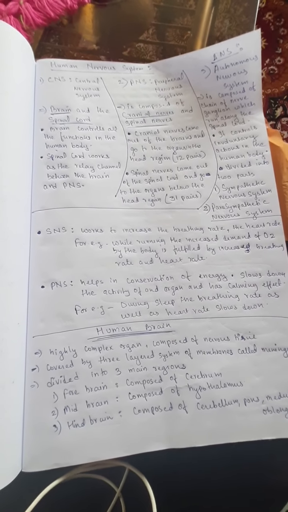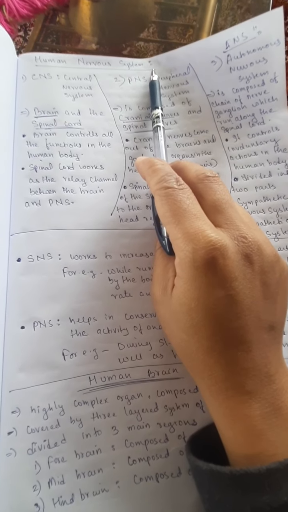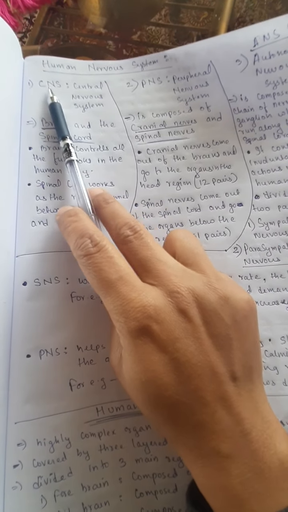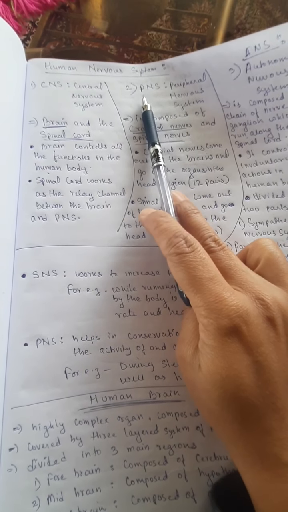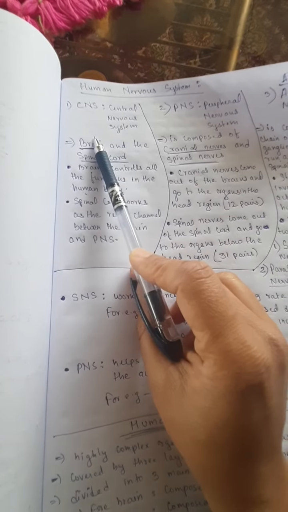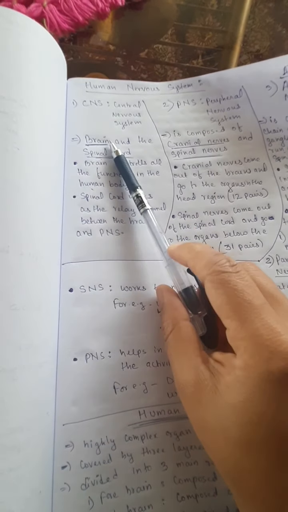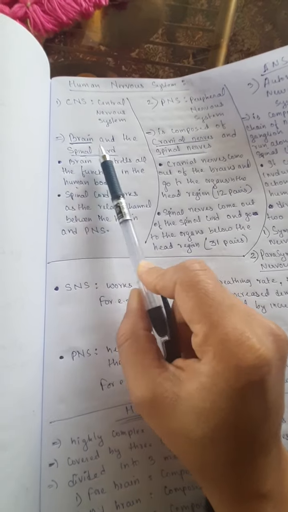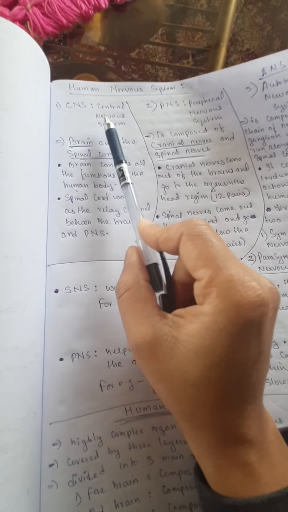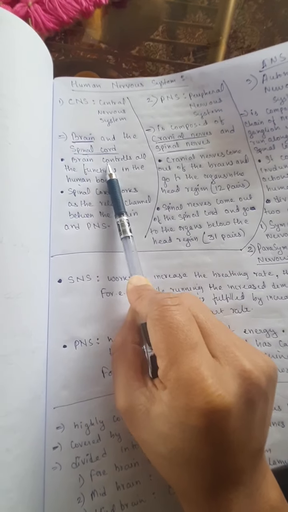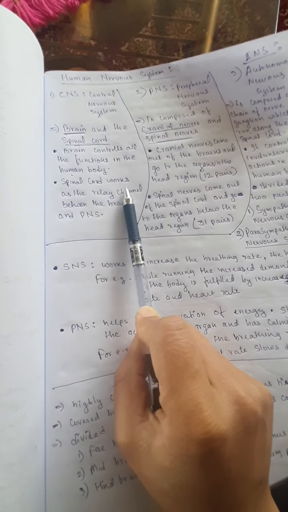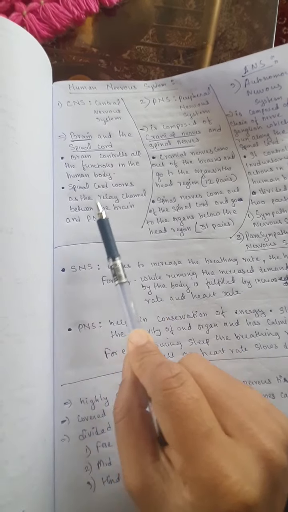Next thing we will talk about is the human nervous system. Our human nervous system consists of three parts, that is the central nervous system, CNS, the peripheral nervous system, PNS, and the autonomous nervous system, ANS. Number one, the central nervous system or CNS, consists of the brain and the spinal cord. Don't forget, the brain and the spinal cord are the central nervous system present in our body. Now, the brain controls the functions in the human body. You all know that. And the spinal cord works as the relay channel between the brain and the peripheral nervous system.